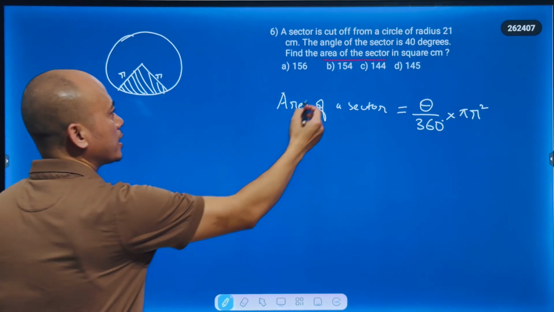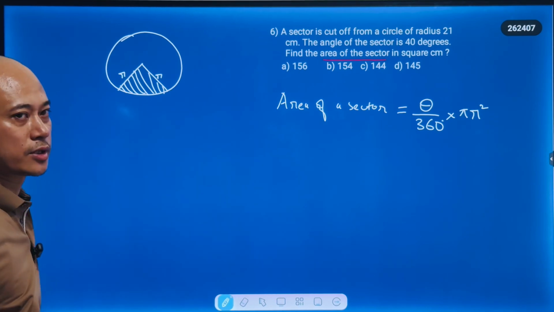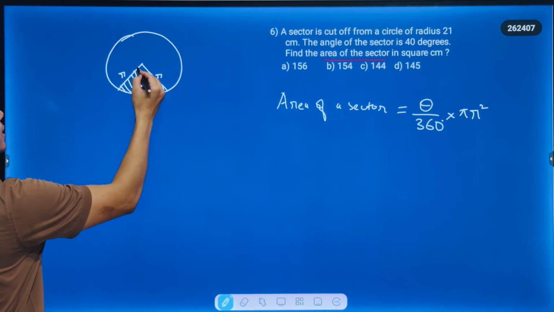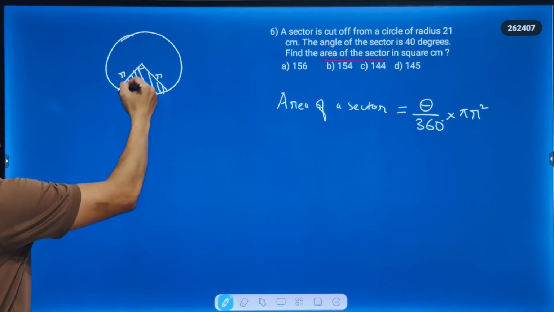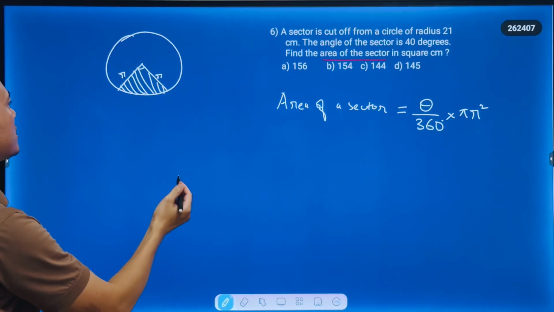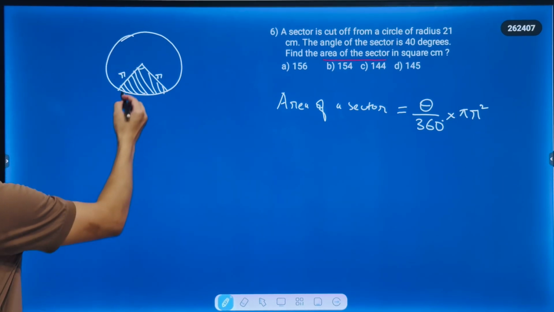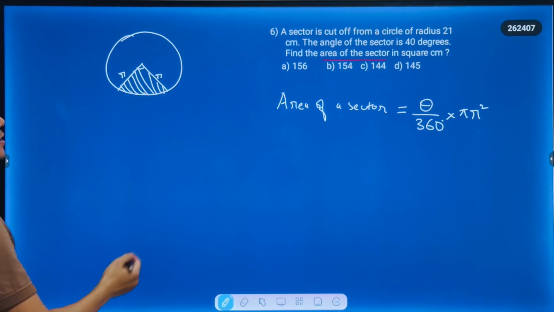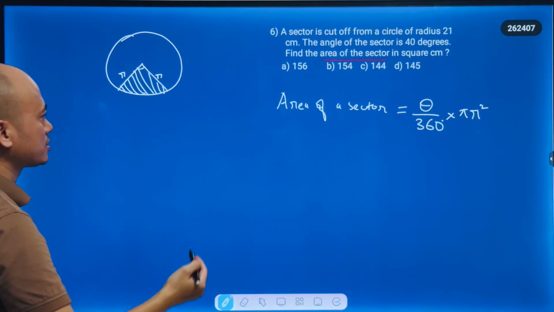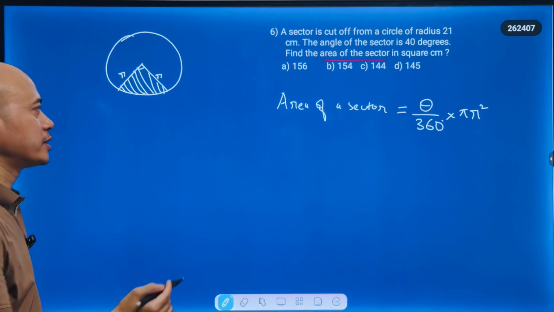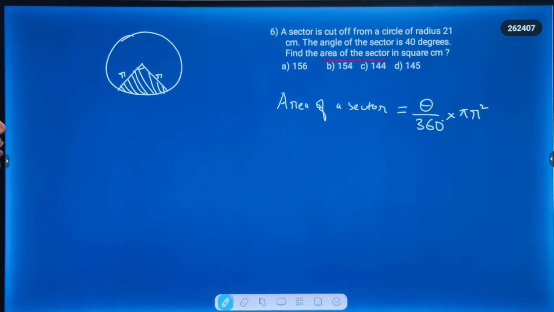Here, since the angle of the sector is given as 40 degrees, it is talking about the minor sector, because the whole angle is 360 degrees. Since 40 degrees is given, we can easily make out that it is the minor sector. So what is a sector? A sector is any area bounded by two radii and one arc. This part we call a sector.